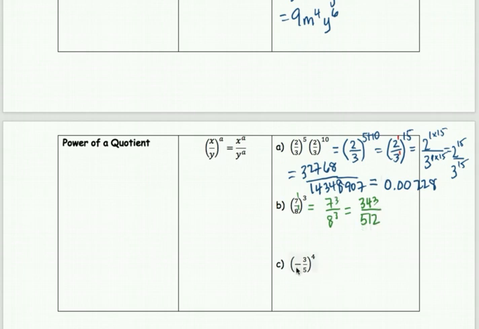So here we have a negative number. I want you to remember that whenever you have an even number of negatives, you end up with a positive answer. If you have an odd number of negatives being multiplied together, you always end up with a negative answer. So in this case, when I take this 4 times, I'm going to end up with a positive answer.